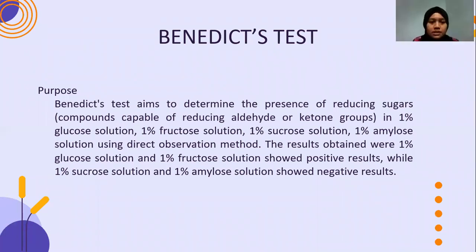The purpose of the Benedict test is to determine the presence of reducing sugar or compounds capable of reducing aldehyde or ketone groups in 1% glucose solution, 1% fructose solution, 1% sucrose solution, and 1% amylose solution using the direct observation method. The results obtained were that 1% glucose solution and 1% fructose solution showed positive result, while 1% sucrose solution and 1% amylose solution showed negative result.